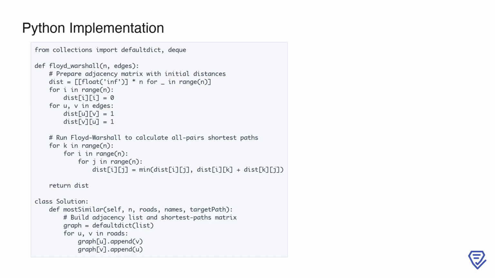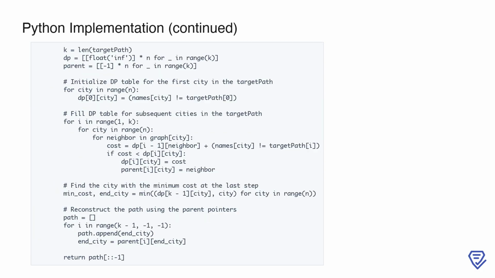After that, we define the mostSimilar method in the Solution class. This method starts by building an adjacency list from the road connections, making it easier to traverse the graph structure. Each node is linked to its neighbors in both directions, forming the representation we'll use for further calculations. We then proceed to handle the dynamic programming portion of the solution.